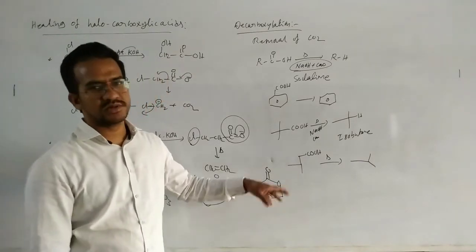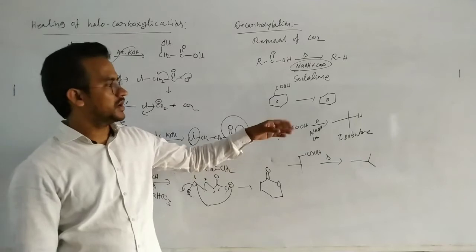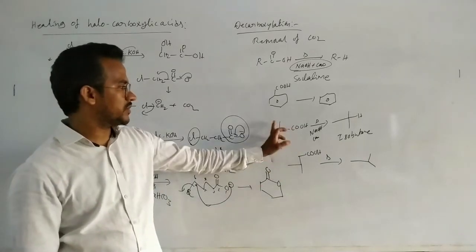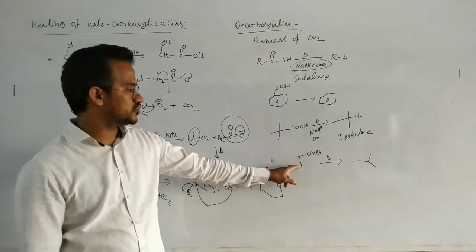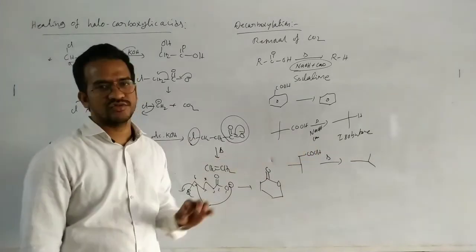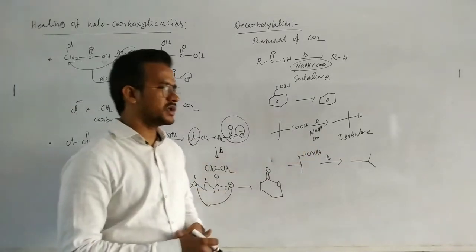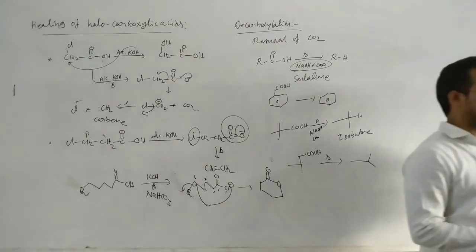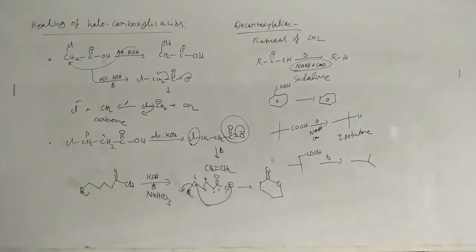That means either carboxylic acid on heating with soda lime, we can get the same compound. This is 2,2-dimethyl propanoic acid. This is 2-methyl butanoic acid. Either compound on heating with soda lime will give isobutane. So decarboxylation is done by heating with soda lime. Okay, so write down.